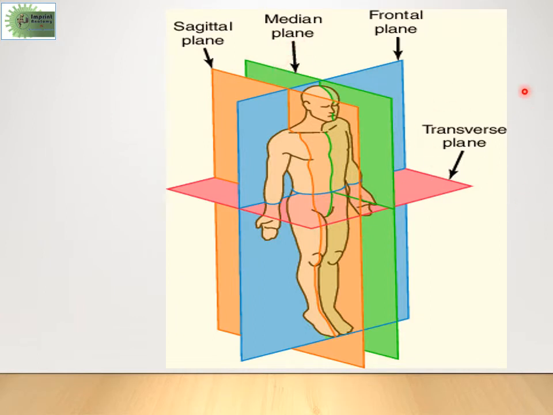Now we have studied the sagittal plane or the parasagittal plane. As I have told you before, it is parallel to the median plane or the mid-sagittal plane, but it divides the body into unequal parts, unequal right and left. Yes, the transverse plane or the horizontal plane divides the human body into the upper part and the lower part. So this is about the planes of the body.